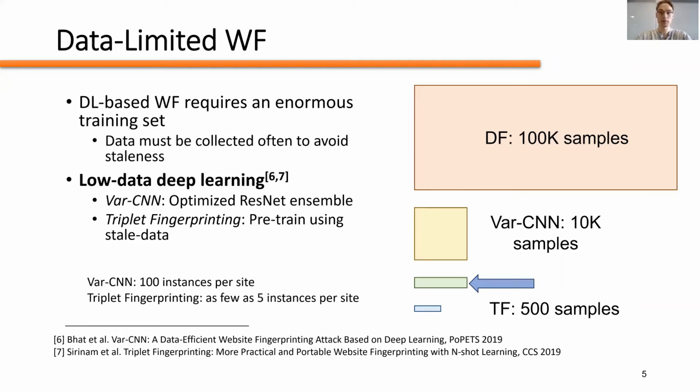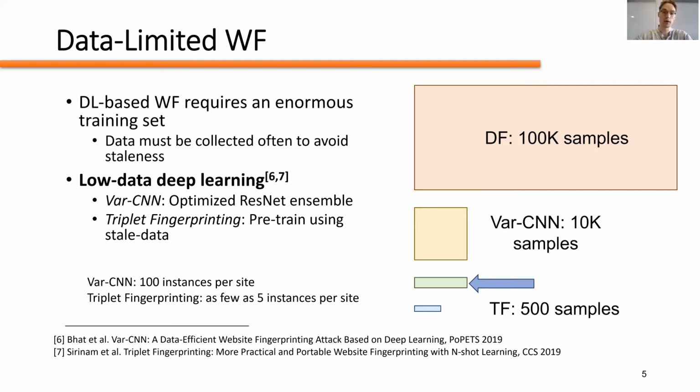Bhat et al. recently showed that an optimized ensemble ResNet model using dilated convolutions could learn much more efficiently than prior techniques, requiring only 100 samples to achieve state-of-the-art performance. Sirinam et al. instead identified that the discarding of the large stale datasets was wasteful and designed a model that could be pre-trained to learn to extract class-agnostic features using the stale data with the triplet loss training technique.